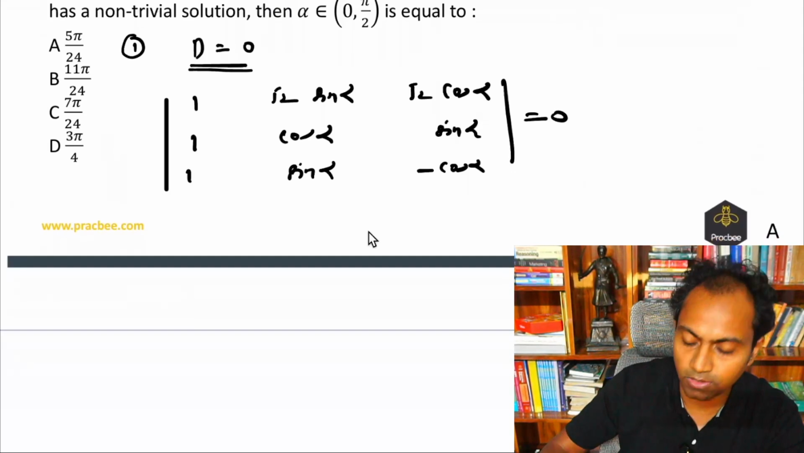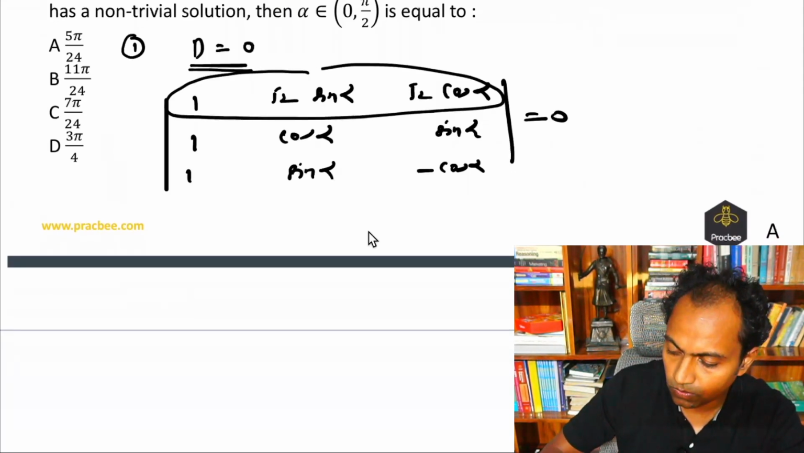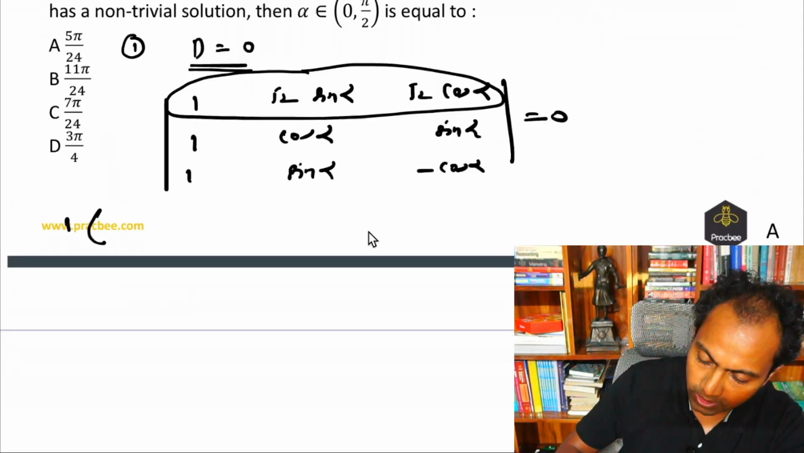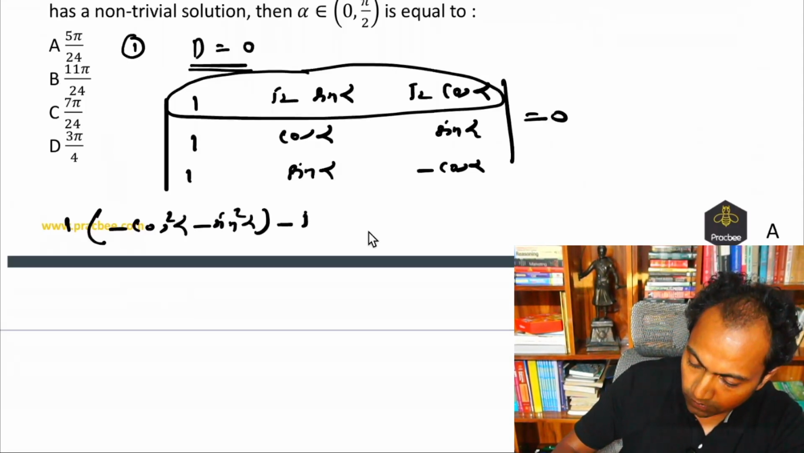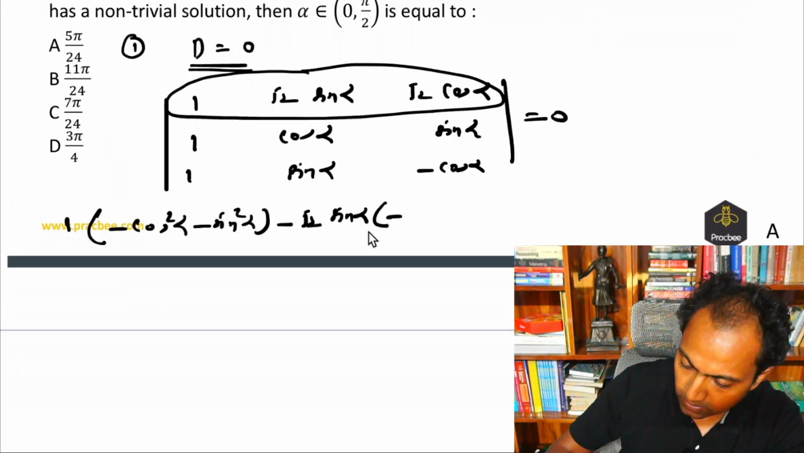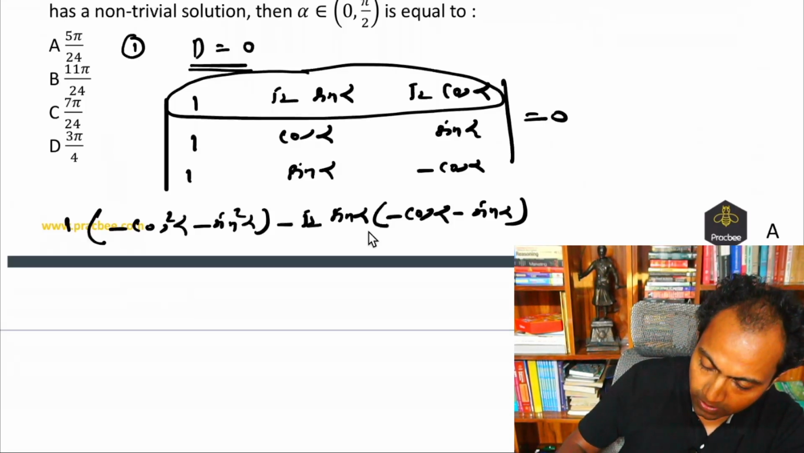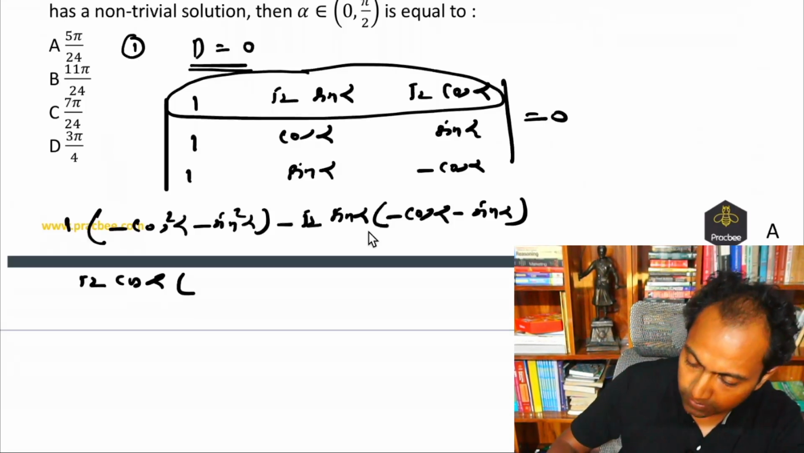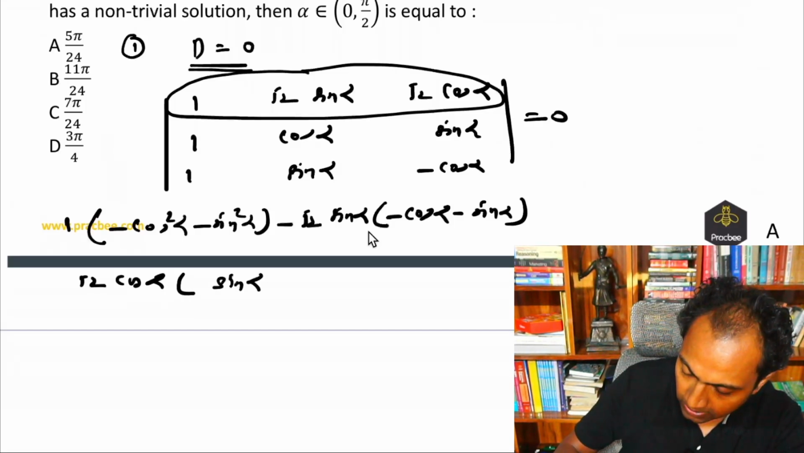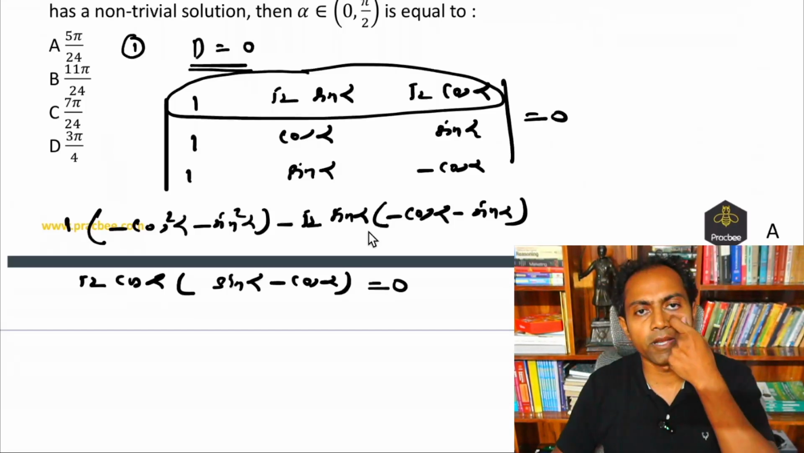And once you have this, we can open it along the first row. So if I open it, it will become 1 times minus cos square alpha minus sin square alpha, then minus of root 2 times sin alpha, this will become minus cos alpha minus sin alpha, and the last term will become root 2 cos alpha times sin alpha minus cos alpha, is equal to 0. Now we need to solve this trigonometric equation to get to an answer.